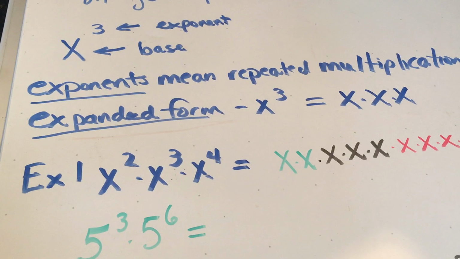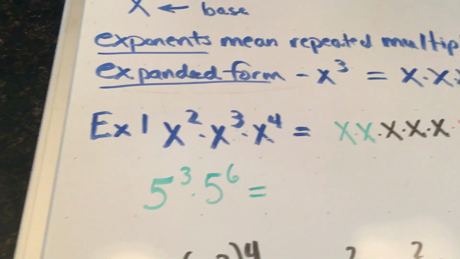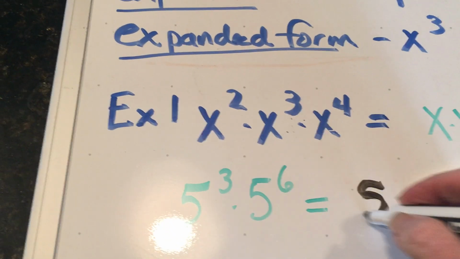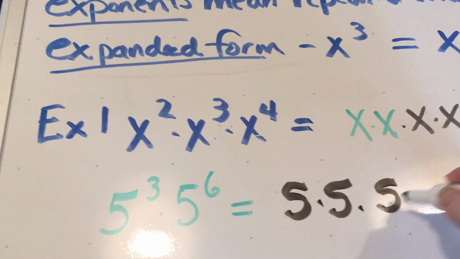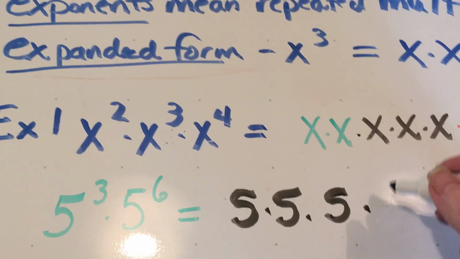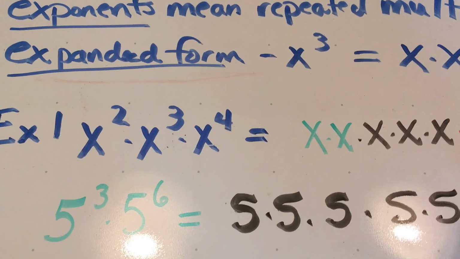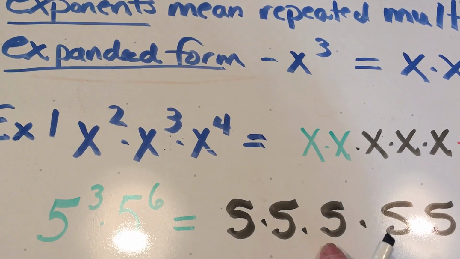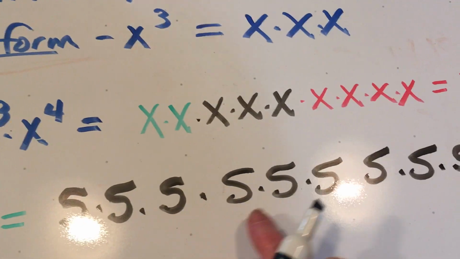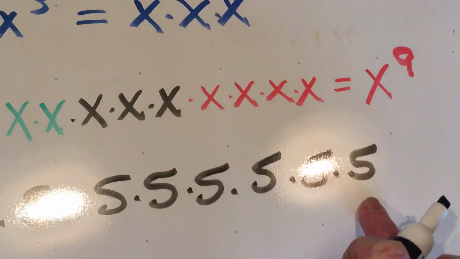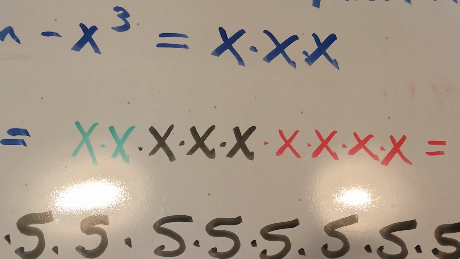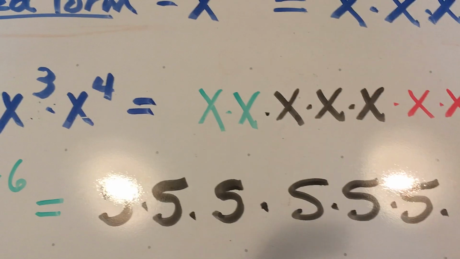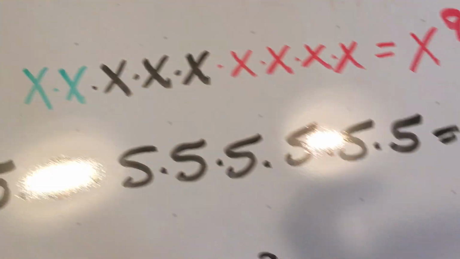Okay, next problem is 5 cubed times 5 to the 6th. We're going to write that in expanded form, which is going to be 5 times 5 times 5. That's our 5 cubed. Then we're going to do 5 times 5 times 5 times 5 times 5 times 5. There's our 5 cubed, 1, 2, 3. 5 to the 6th, 1, 2, 3, 4, 5, 6. How many total do we have? We're going to write this in exponential form. 1, 2, 3, 4, 5, 6, 7, 8, 9. Our answer would be 5 to the ninth.